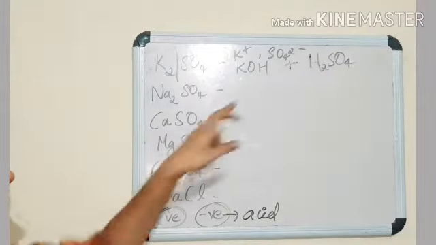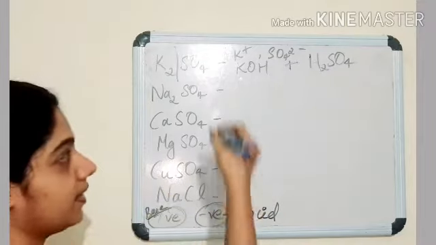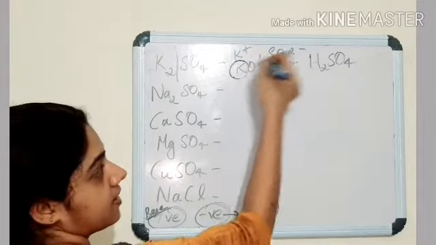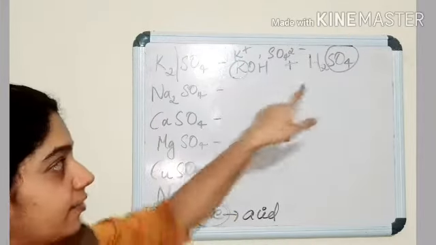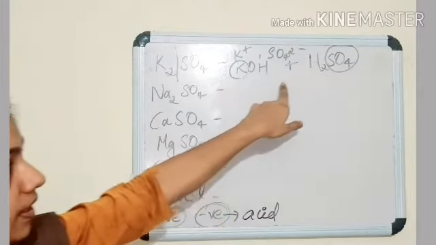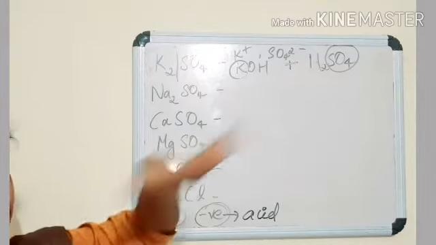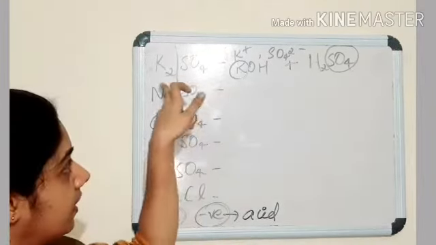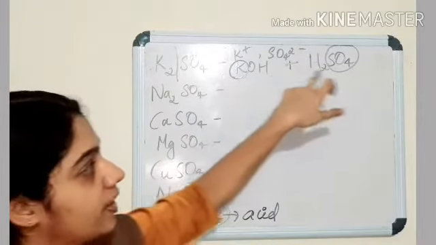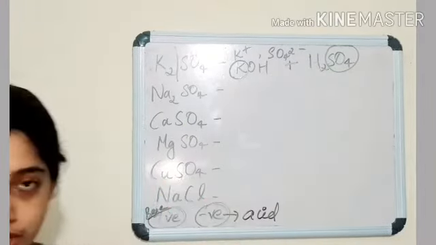When they react together, what will happen? K is here and SO4 is here. What is left? A hydrogen here and OH here. They will react together and produce water, right? So we get K2SO4 from KOH and H2SO4.